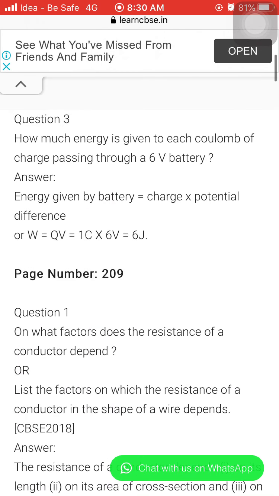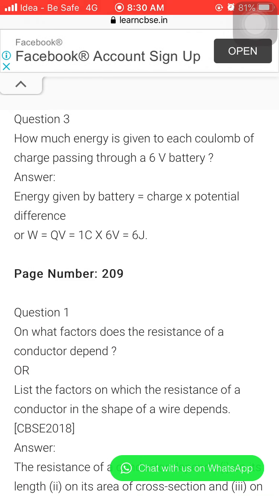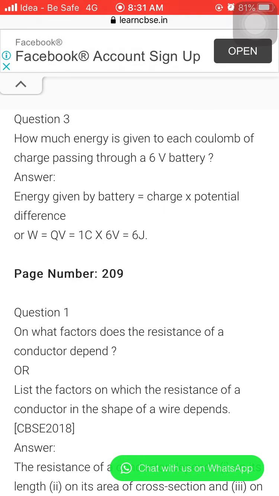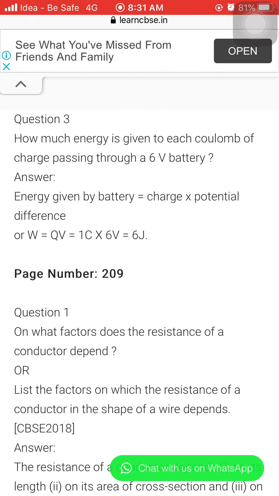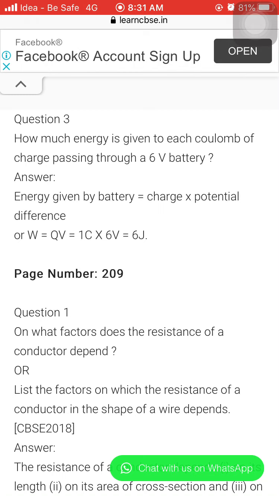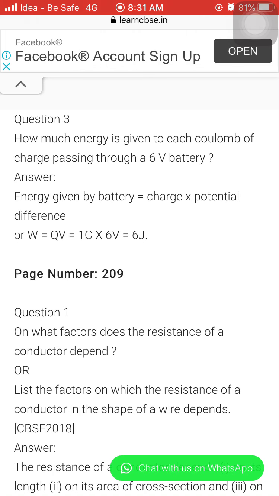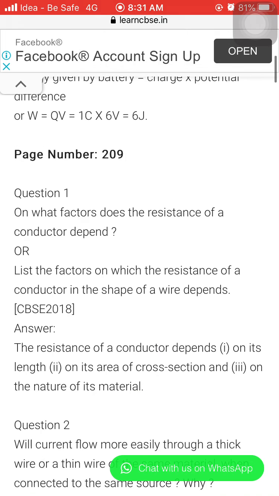Now question 3, we have, how much energy is given to each coulomb of charge passing through a 6-volt battery? So here, how much energy is given by the battery to each coulomb of charge? So basically we know that work done is given by charge into the potential difference. So 6 volt is the potential difference given here, and the charge is 1 coulomb. Now energy will be equivalent to the work done, so the answer would be 6 joules.